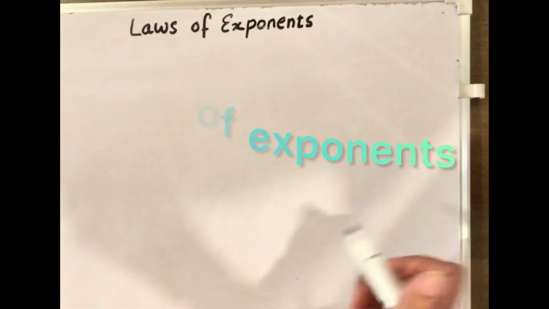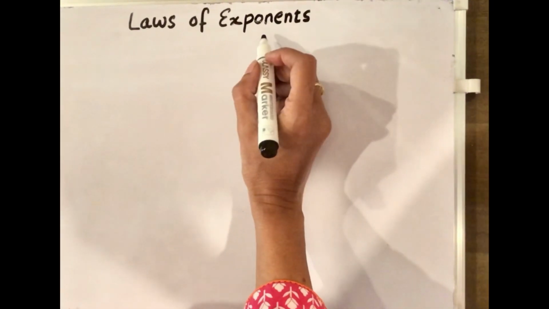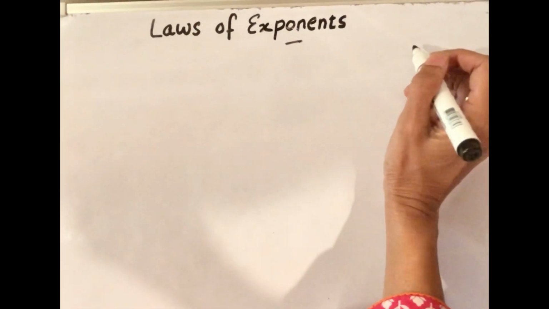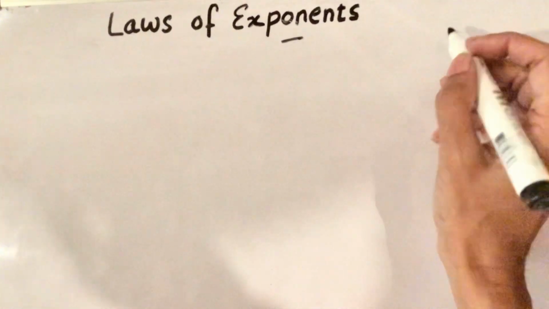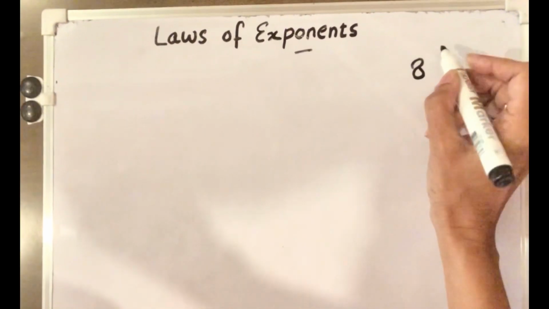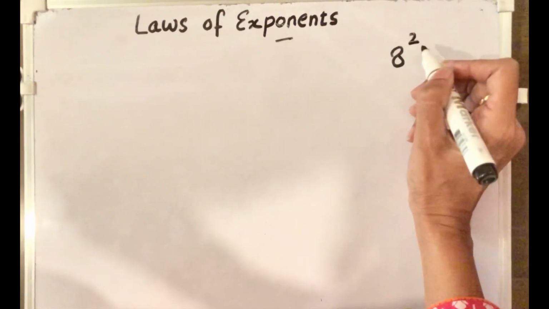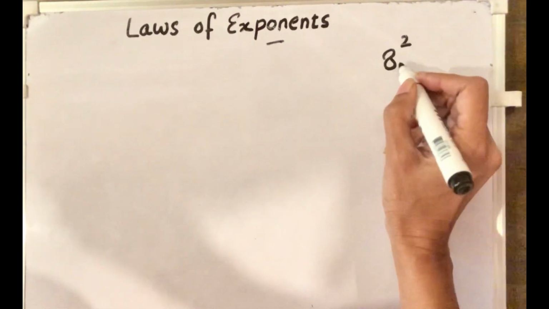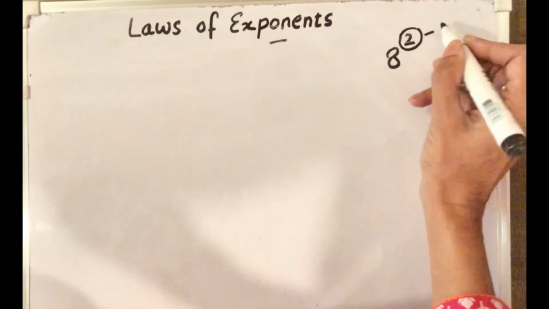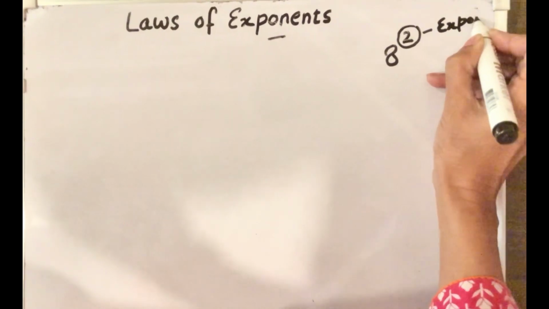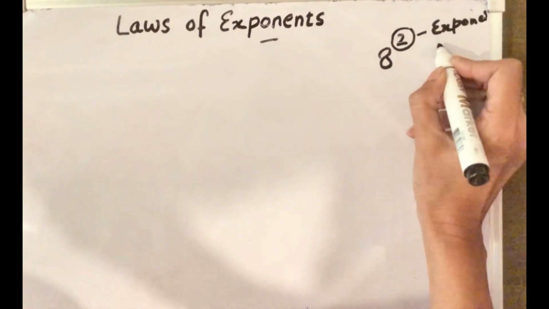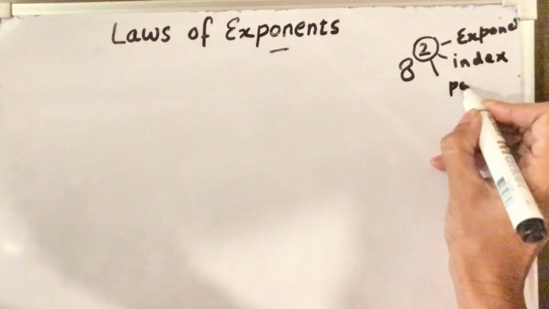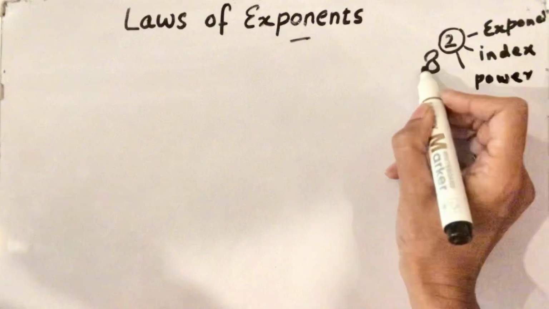Laws of exponents. First we recall exponents. What are exponents? Exponents are also called index or power. For example, we have a number 8 raised to the power 2, or 8 square. 8 has power 2. So here 2 is the exponent, also called index and power. 8 is the base.